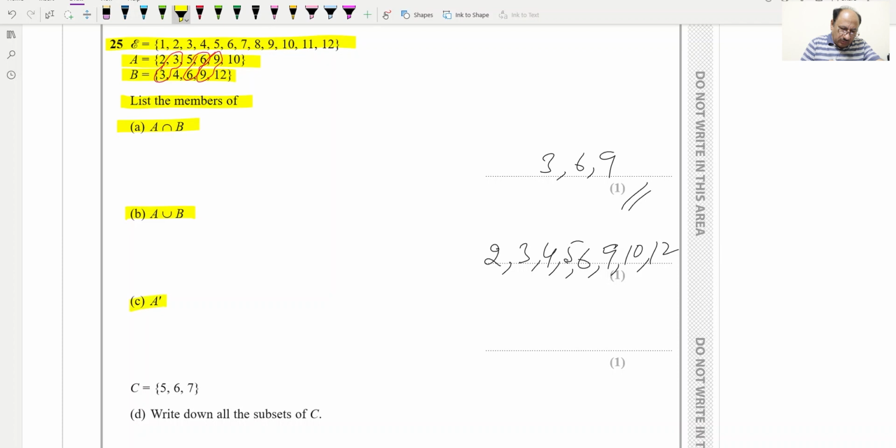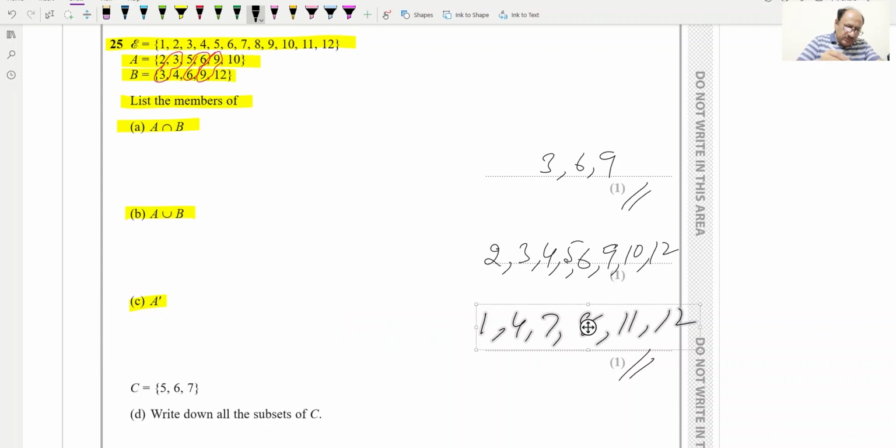Then they are saying A complement will be excluding A from the universal set. So this will be 1, which is not in A and is there in the universal set, then 4 and what else, 7 and 8 and 11 and 12. So this is one more question. We can write these numbers as an answer over here.